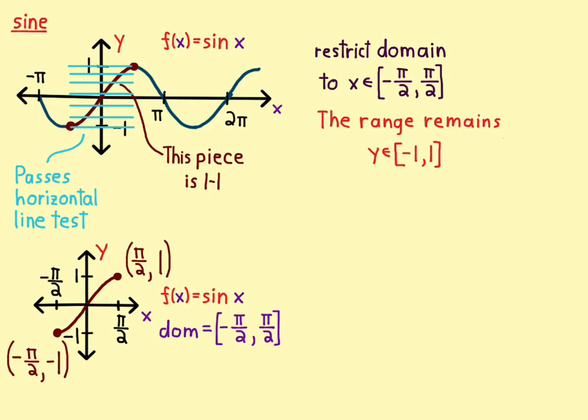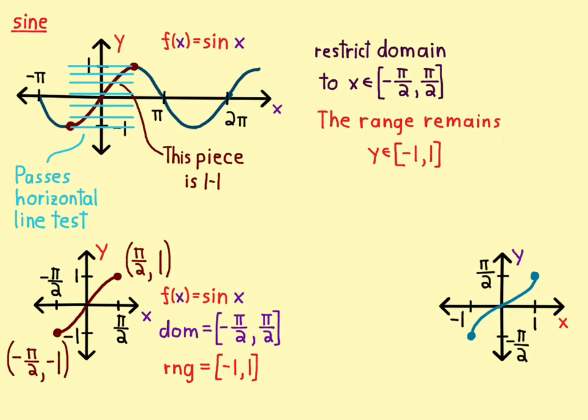But in the meantime, this is the function we're inverting: f of x equals sine x with the domain negative pi over 2 to pi over 2. Usually sine has the domain all real numbers, but we've restricted it. We've defined it to be smaller. And the range is still -1 to 1, including the endpoints.